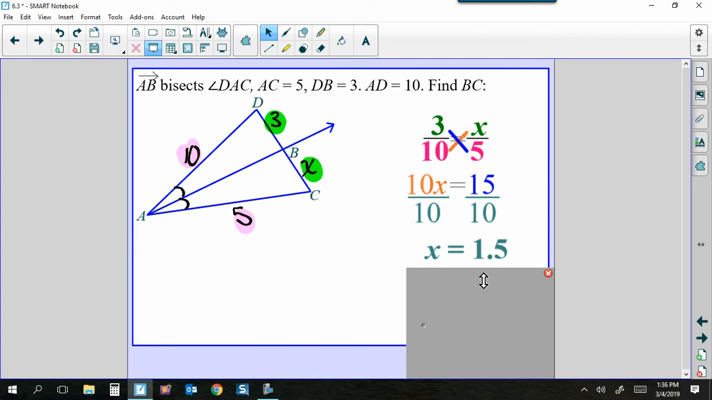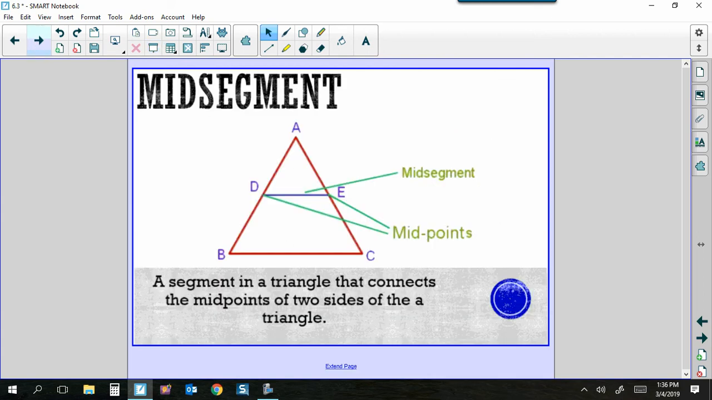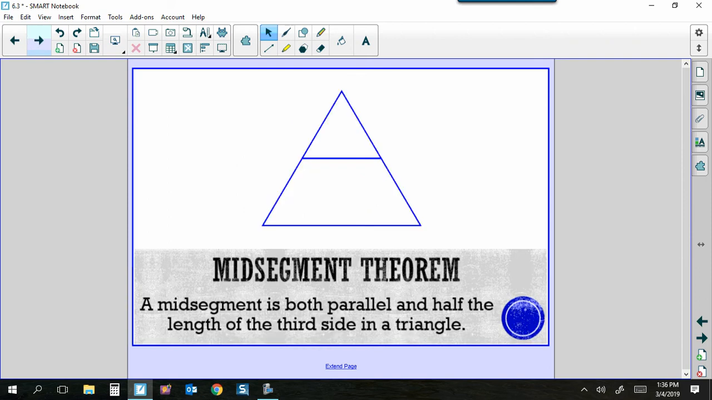Now we're going to look at a midsegment. So what is a midsegment, and then what is a midsegment theorem? So we have two different things that we're going to be talking about here. A midsegment is a segment in a triangle that connects the midpoints of two sides of the triangle. The midsegment theorem states that the midsegment is going to be parallel and half the length of the third side in a triangle. So basically it's going to cut the sides of the triangle in half, and that piece that's cutting the triangle will be 1/2 the length of the bottom side of the triangle.